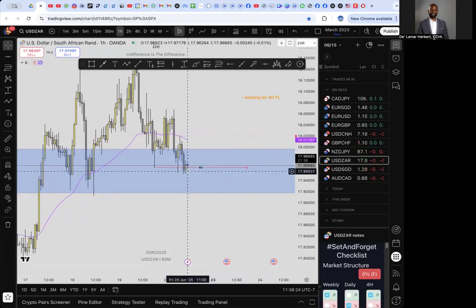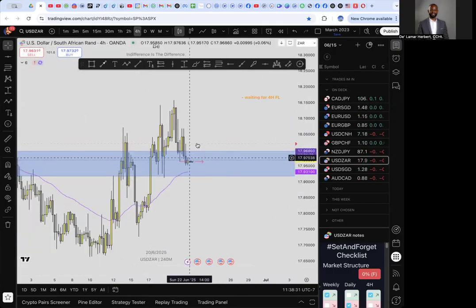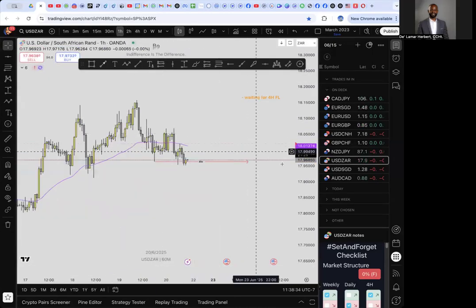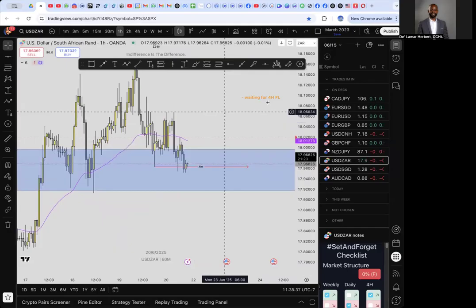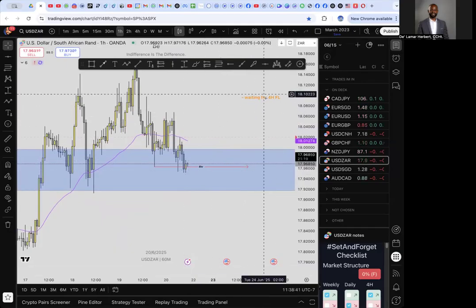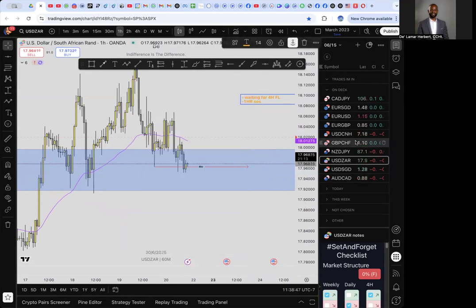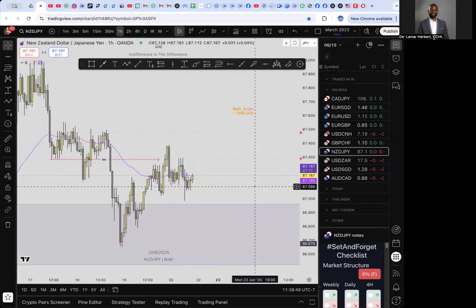Next we have USD ZAR. So you can see we did take out this first low on the 4 hour. Lovely. We're looking for buys here. So we drop down into the 1 hour. All we need to see is a structure shift. So we want to see a 1 hour structure shift. I don't know why it doesn't say that, but we need a 1 hour structure shift to the upside. Okay, we have our alert there.